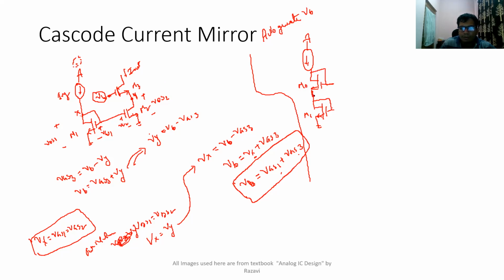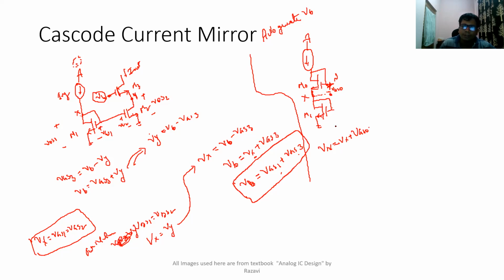So this was our old node X, and let me call this node N. What is the voltage at node N? You can see this voltage is equal to the voltage at this end, which is VX, plus the VGS of this particular transistor, VGS0. So it is VX plus VGS0. So this N voltage is VX plus VGS0.